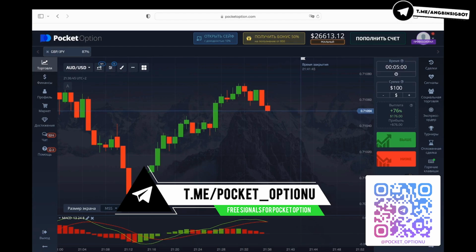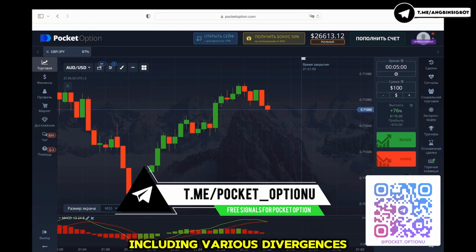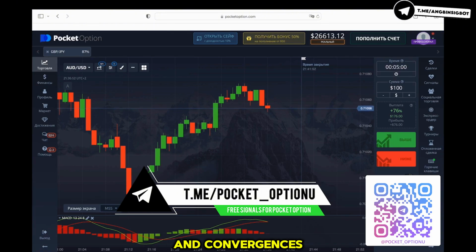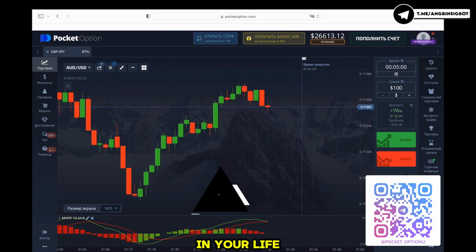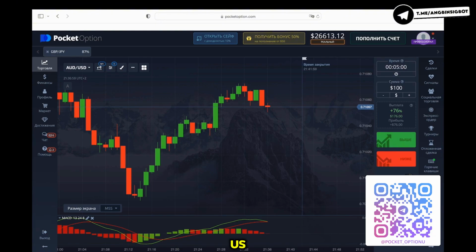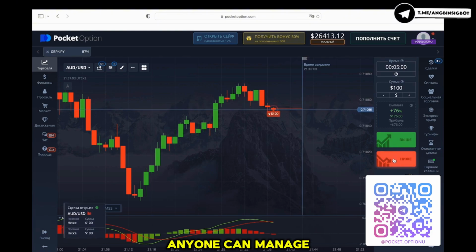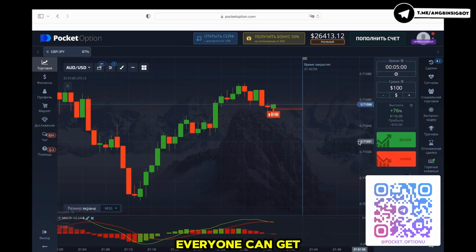Today we have the MACD indicator, which is well known. There are many different strategies for working with it, including various divergences and convergences. If you figure all this out, you probably still won't find an entry point in your life. Today, everything is much simpler for us. The entry points for this strategy are very clear and very simple. Anyone can manage it. Here, everyone can get involved.